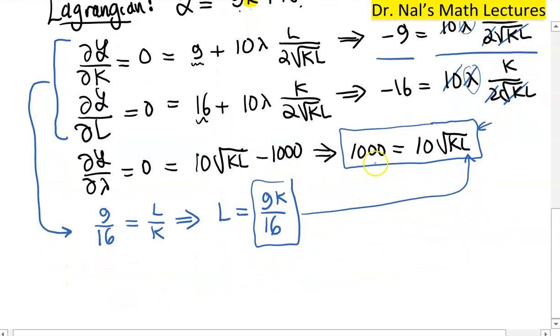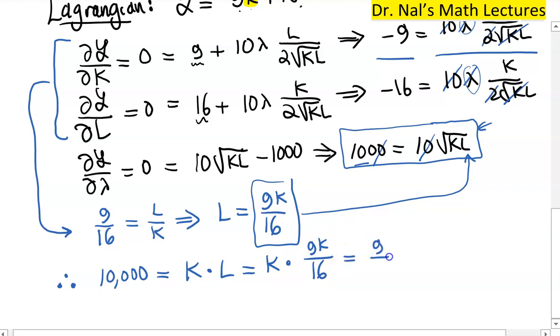So first of all, the 10 and the 1000, the zeros cancel, so we have 100 on the left hand side and square root K times L on the right hand side, and then I can further take the square of both sides. So on the left hand side we have 10,000 after squaring the 100, and on the right hand side the square root has disappeared, it's K times L, but the L I'm replacing with what I have here, right? So K times 9K over 16, and now I almost have a home run. 9 over 16 K squared.